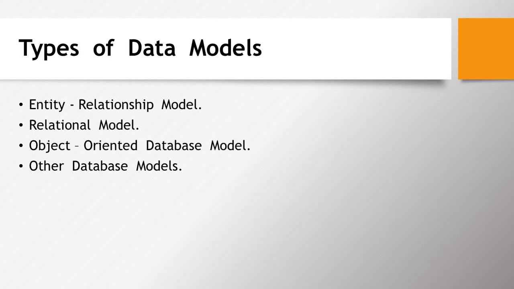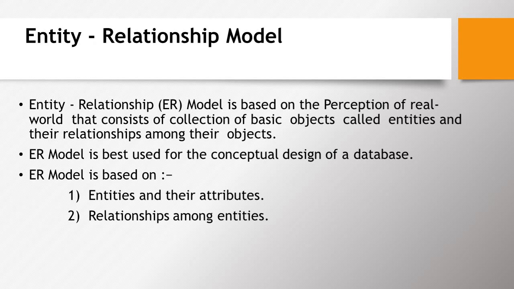First type is the entity relationship model. It is also called as ER model. The second type is the relational model. The third one is the object oriented database model. And the fourth one is other database models. So the first one is the entity relationship model. Let us see the entity relationship model.